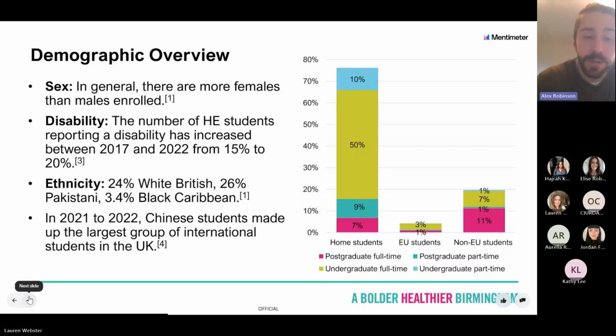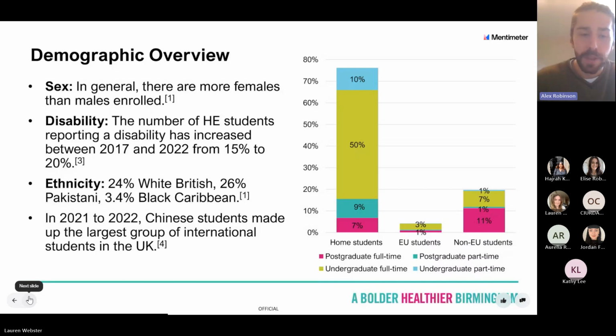Then if we look at international students, in 2021 to 2022, there were 679,970 international students in higher education in the UK. That makes up approximately 20% of all higher education students. And Chinese students made up the largest group of international students in the UK and in Birmingham.